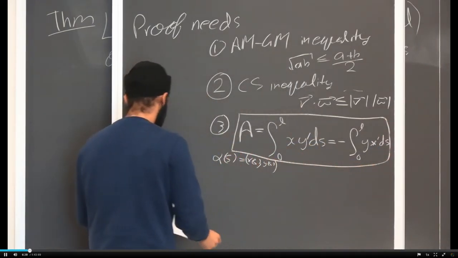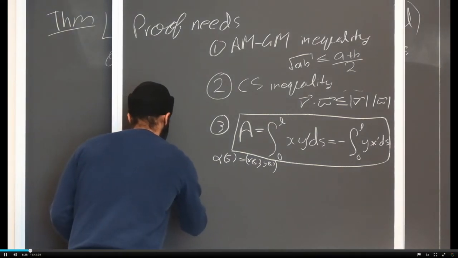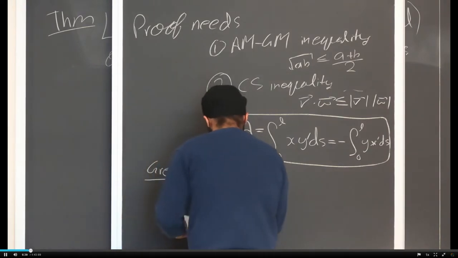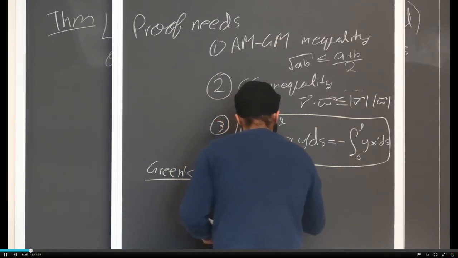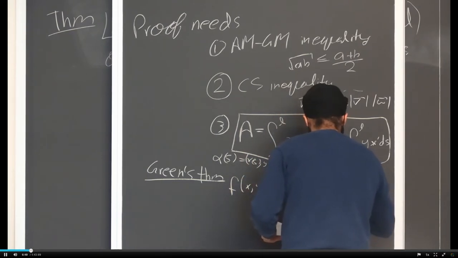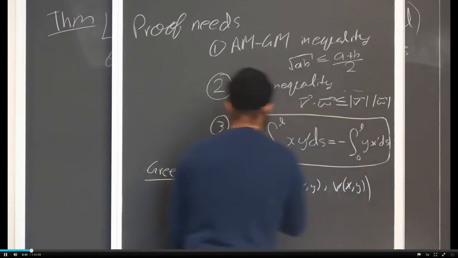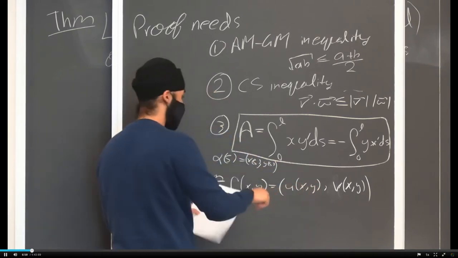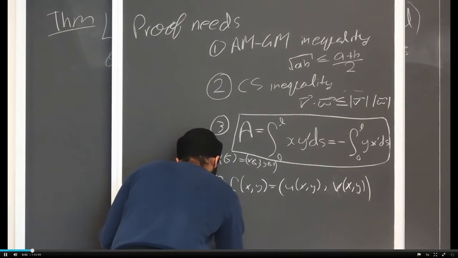And we need Green's Theorem for this, so I'll state Green's Theorem also. Green's Theorem states that if you have a function f(x, y) which is R2 to R2, and we have a boundary, I'll just write down the formula and explain it.